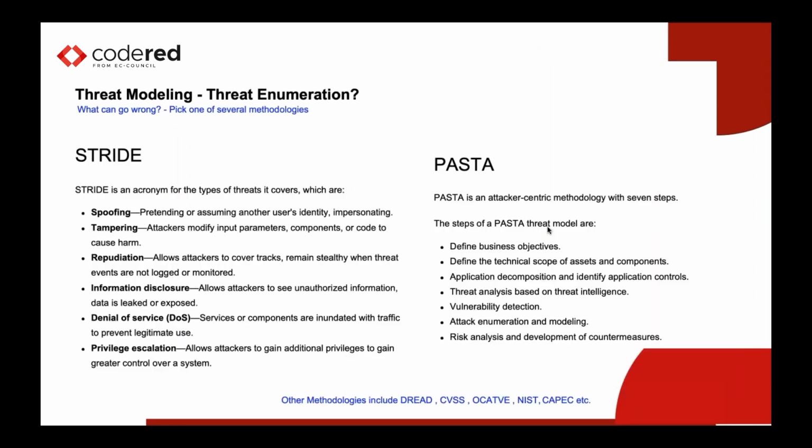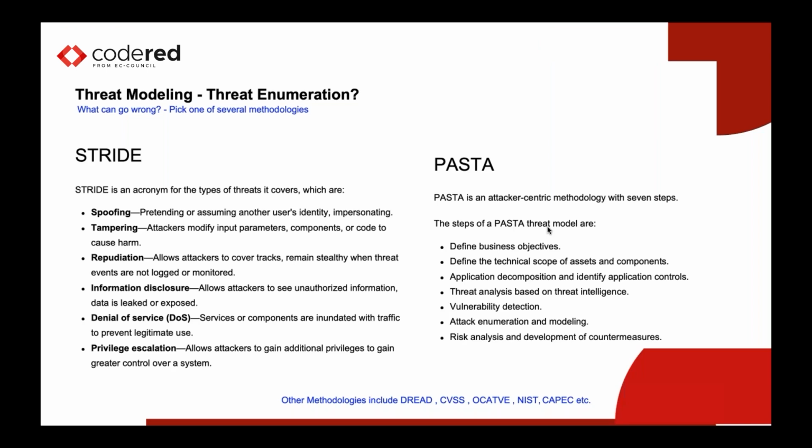So about threat enumeration, the next step, where we think about what can go wrong. There are several methodologies, STRIDE being the most simple and common one. STRIDE stands for spoofing, tampering, repudiation, information disclosure, denial of service, and elevation of privilege. Spoofing is pretending or assuming another user's identity. It can be spoofing someone's SMS, spoofing calls, spoofing requests, being a man in the middle, and all that.